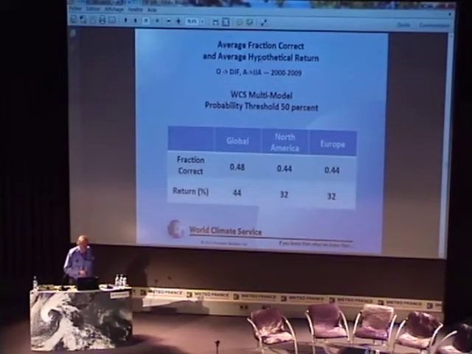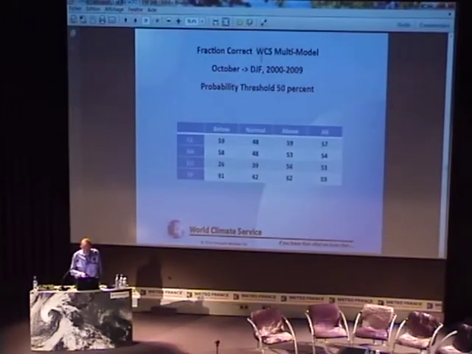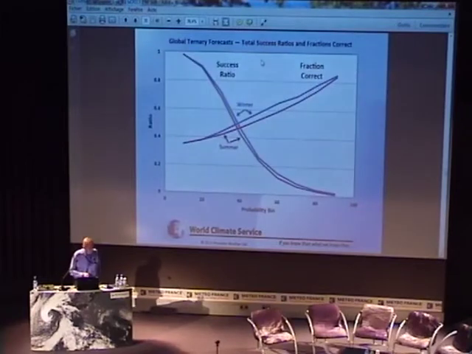This is just a summary for probability thresholds of 50%, which shows the same thing. And again, this is similarly global, the columns being global, North America, Europe, tropical Pacific. At the probability threshold of 50%, we're doing very nicely and making money. So that raises the question of how do these fractions correct and success ratios change as you change the probability at which you act.